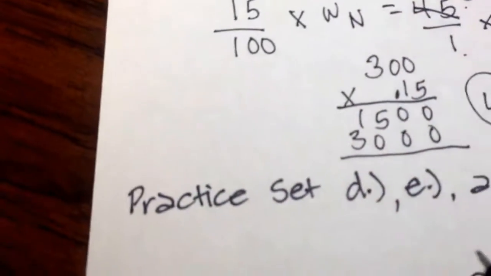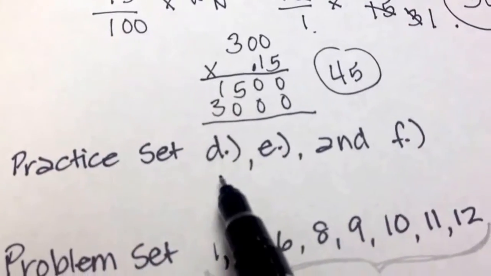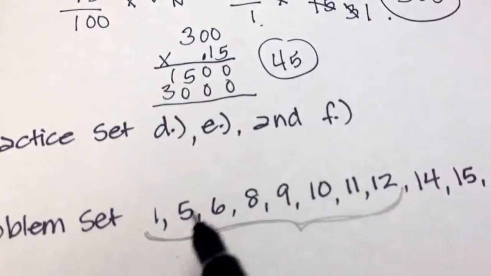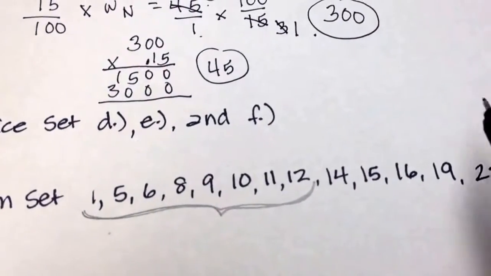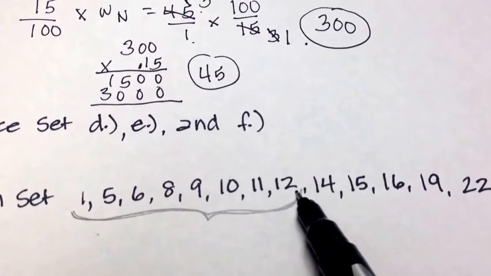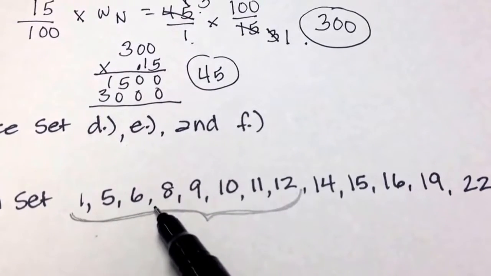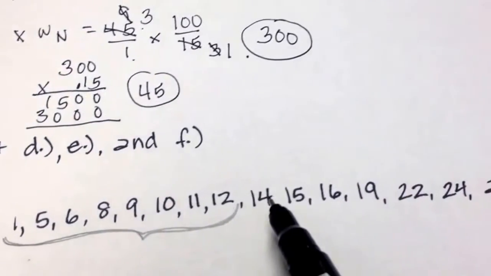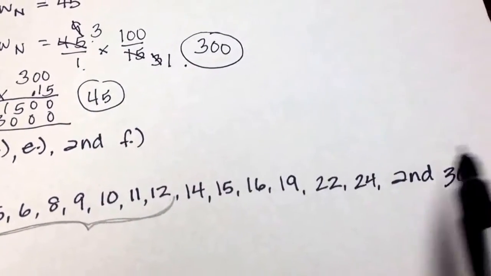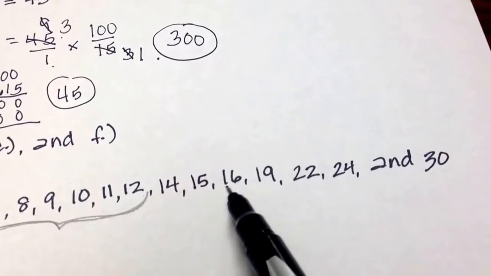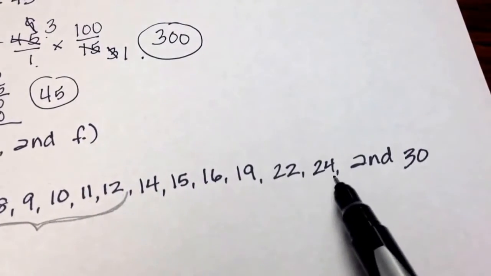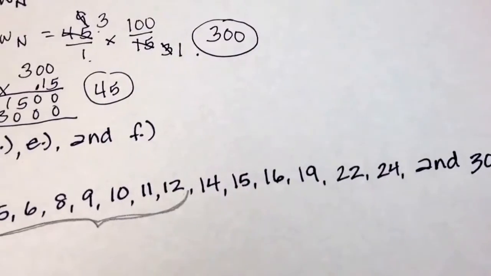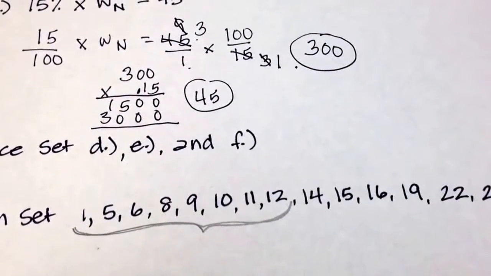All right, for the practice set, I want you to do D, E, and F. Then I want you to do all these problems, but I want at least through 12 done before class. We got 1, 5, 6, 8, 9, 10, 11, 12. I want those done. At least, if not all of them. 14, 15, 16, 19, 22, 24, and 30. All right? That's what I want done.